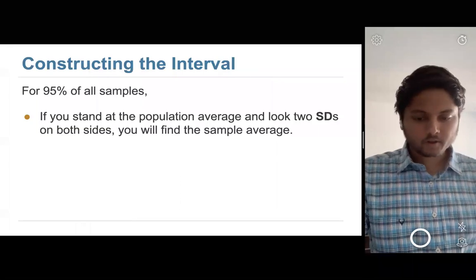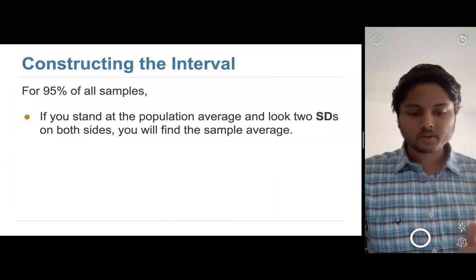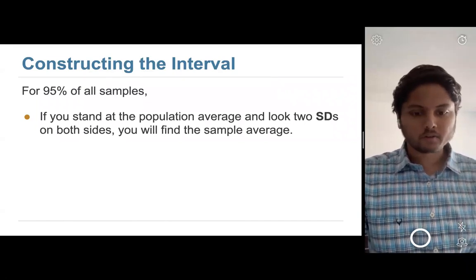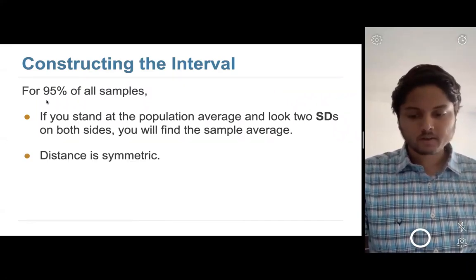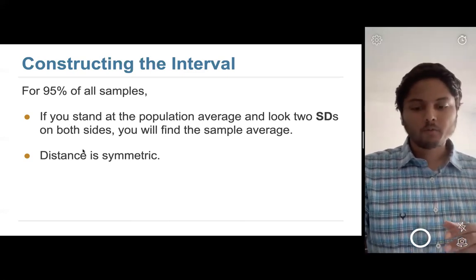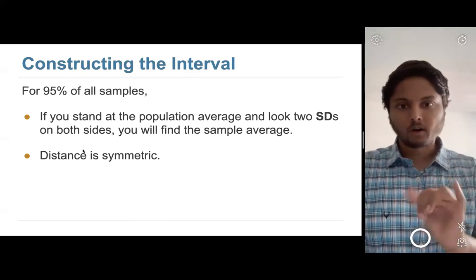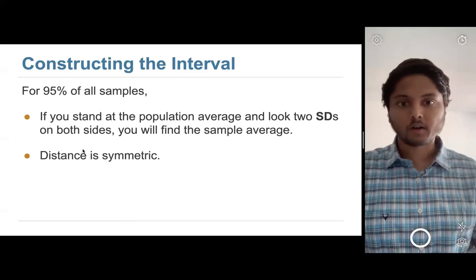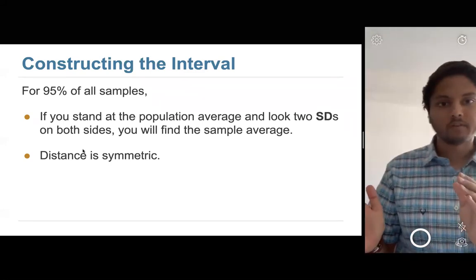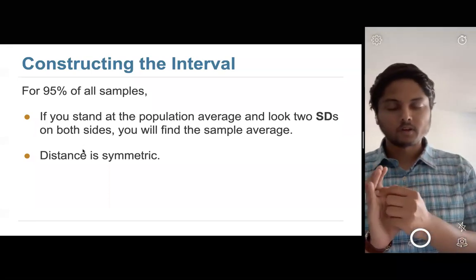If you wanted to construct this interval, what we could say is, for 95% of all samples, if you stand at the population average and look 2 SDs on both sides, you'll most likely find your sample average. And because that distance is symmetric, the distance from the population average to whatever sample average you get is the same regardless of which reference point you're talking about. If I'm at the population average, there's some sample average over there. If I walk over to the sample average, I'm just as far away from the population average as the sample average was from me when I was over there.